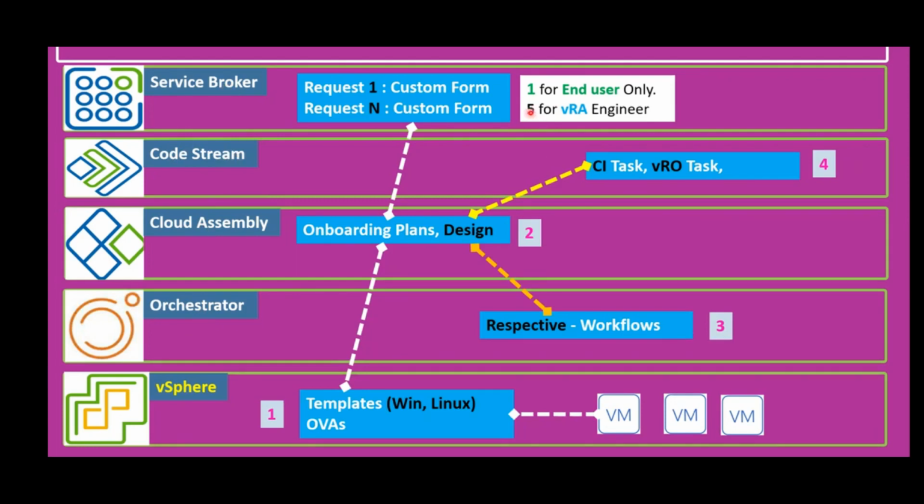Okay, that's why I mentioned 5 for VRA engineer and one for end user. The end user doesn't know what we did in the backend, like when you order any item, you don't worry how the chef is cooking. We just worry about whether my dish is ready or not.